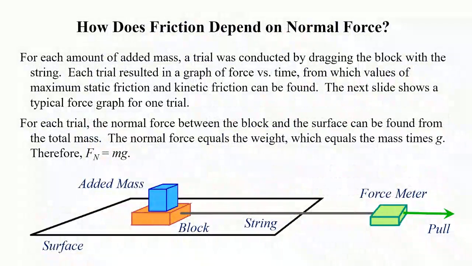For each amount of added mass, a trial was conducted by dragging the block with the string. Each trial resulted in a graph of force versus time from which values of maximum static friction and kinetic friction can be found. The next slide shows a typical force graph for one trial. For each trial, the normal force between the block and the surface can be found from the total mass. The normal force equals the weight, which equals mass times g.